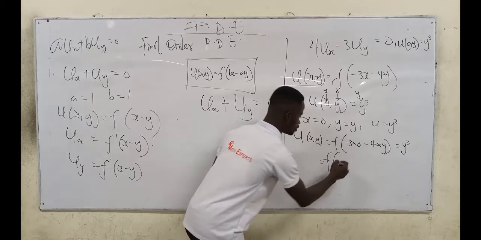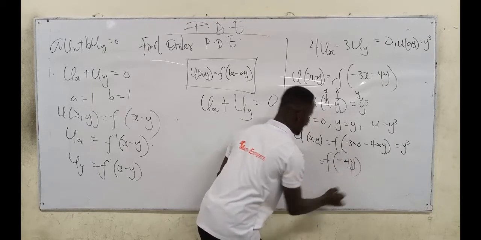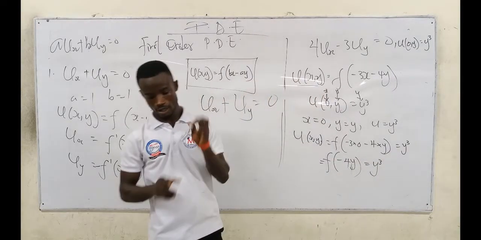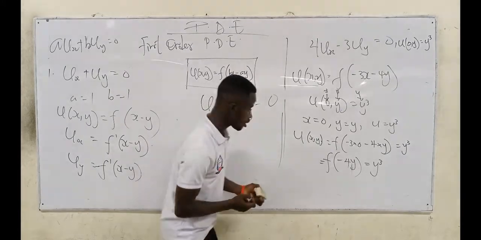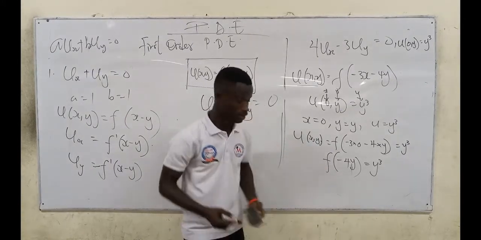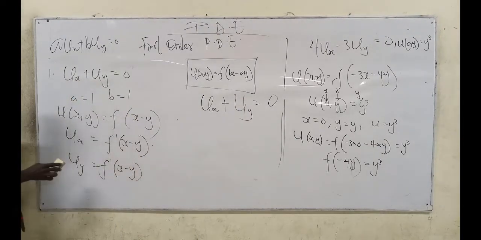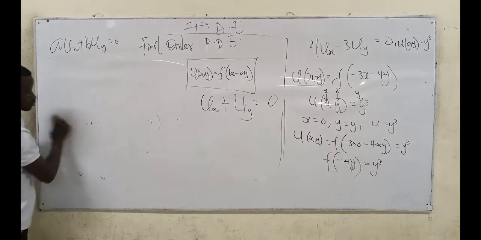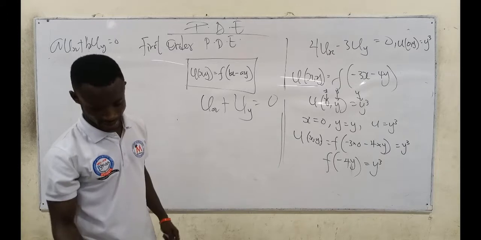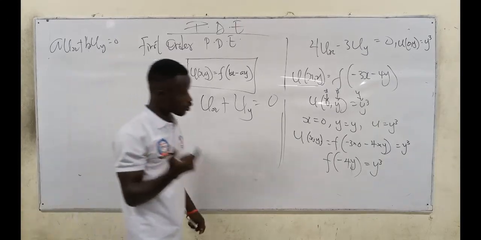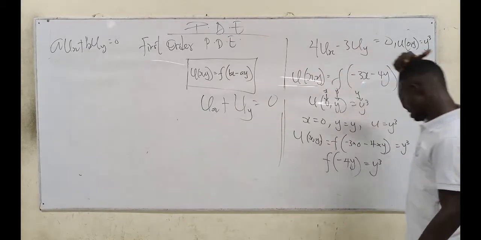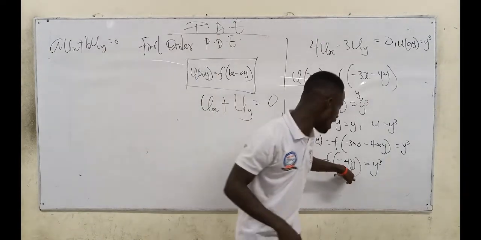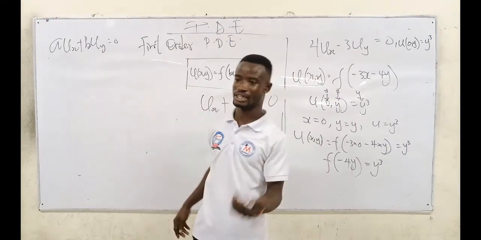This is u, negative 4y, equal to y raised to the power... from here, I'm going to choose small gymnastics, but you will get the clue. Now, it's similar to the one that we did. You see, here is not the first term leading; it's not defined because we don't see something like f of y.